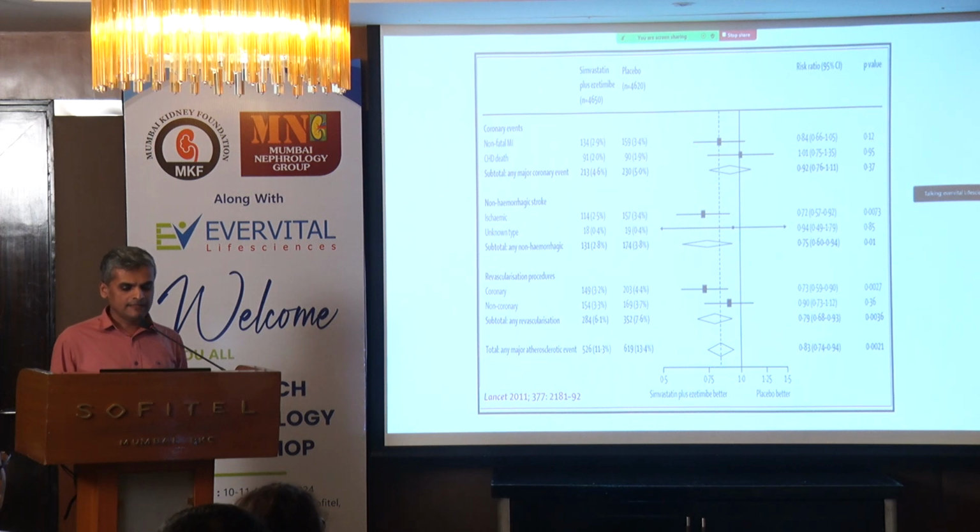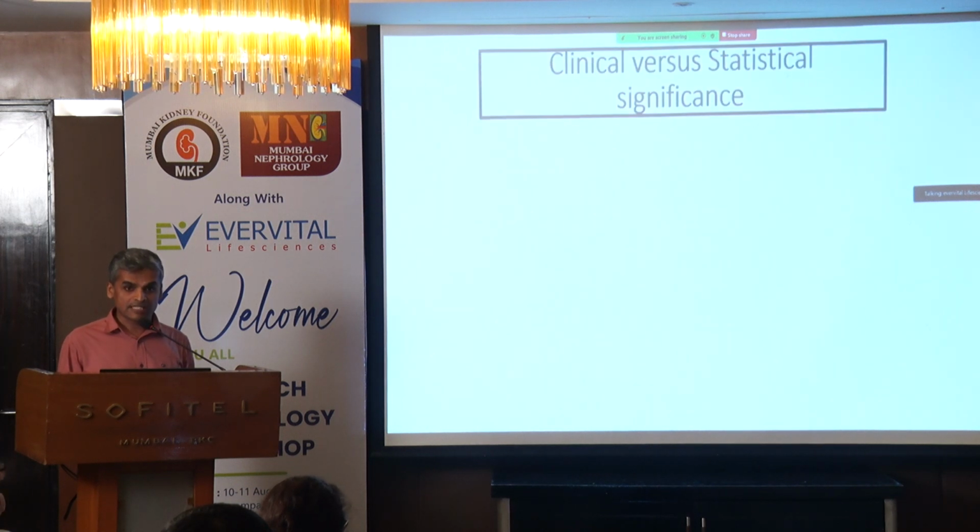You can see here the bottom diamond, one is the point of no effect. There is a risk reduction of 0.83 as the relative risk, and about 17% reduction in the primary outcome of major atherosclerotic events. So these results were considered as statistically significant.